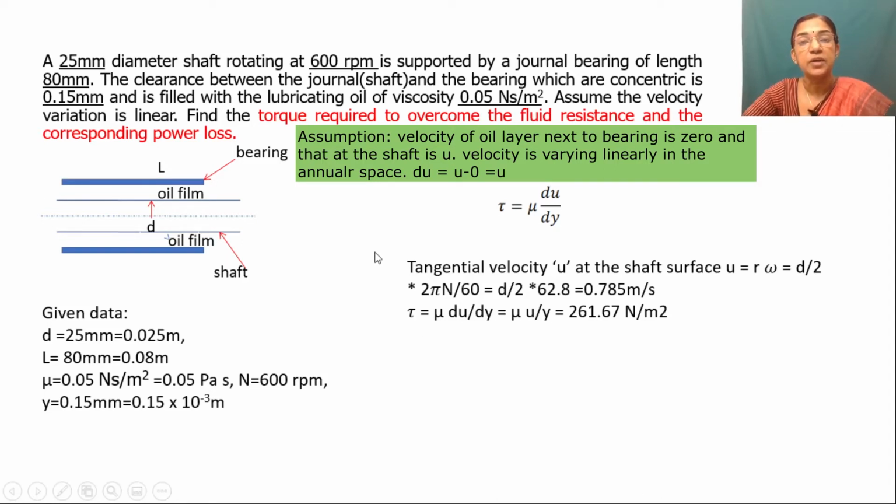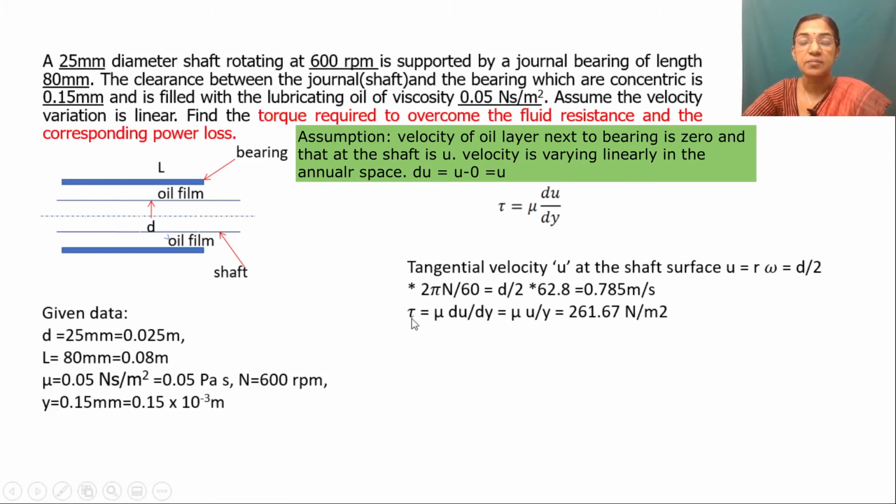Now shear force equals shear stress multiplied with the area. So here the contact area means the surface area of this shaft. How will you find out the surface area of the shaft? It is rotating within another shaft and this gap is filled with oil. So the surface area of the inner shaft can be calculated by the perimeter multiplied with the length. So the equation is pi dl.